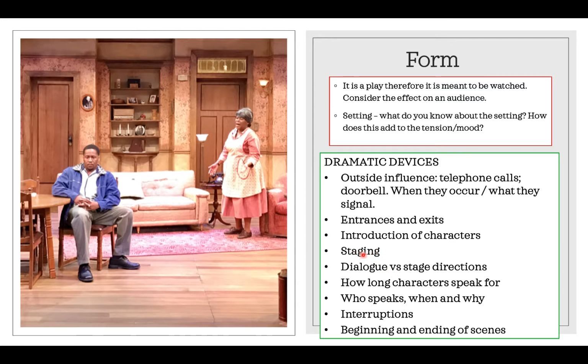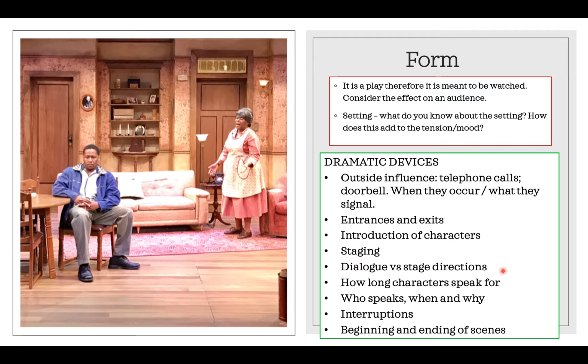I've already mentioned staging up here, so the organisation of the furniture, where the characters are, if they're at the front of the stage, if they're at the back of the stage, if a particular action has been laid out for you in the stage directions, for example, Walter jumping on the table and dancing. So all of this staging is very important.